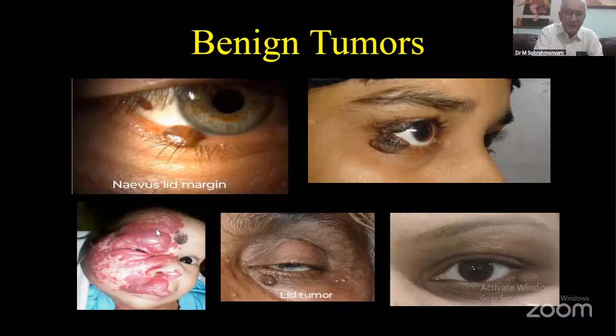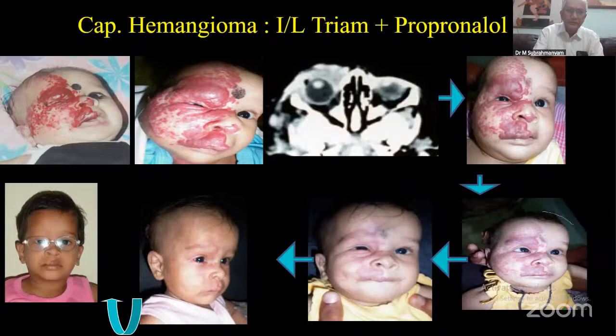Here is a case of capillary hemangioma, which is fairly common, which may involve just a small tumor over the lid, or maybe rarely the entire half of the face like this. Here is a small lid tumor which looks like it is stuck to the lid. It's a benign tumor, and here you can see a cyst, hidradenoma of the lid. Similarly, conjunctival inclusion cysts are also fairly common.